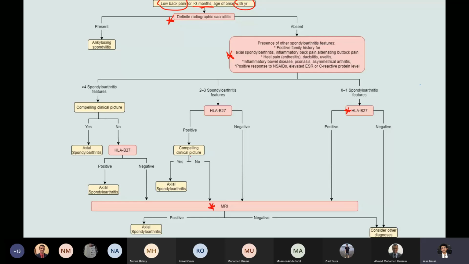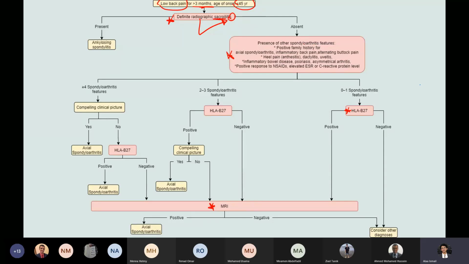Now, before delving more into further details about each of these entities, I guess we need to understand the basic idea behind each stone. Now, this definite radiographic sacroiliitis is basically you do a radiograph with the patient, and this radiograph shows a sacroiliitis, an inflammation at the sacroiliac joint. Now, with regard to the second stone, we have the presence of spondyloarthritis features.